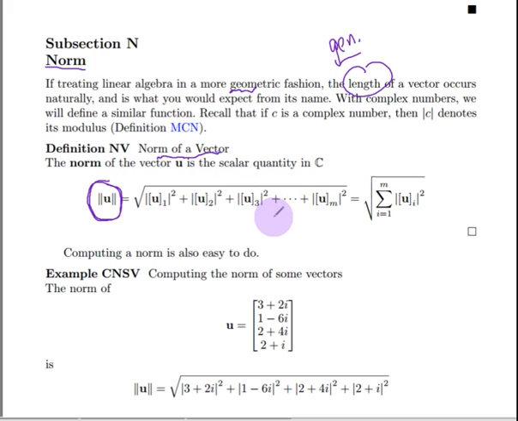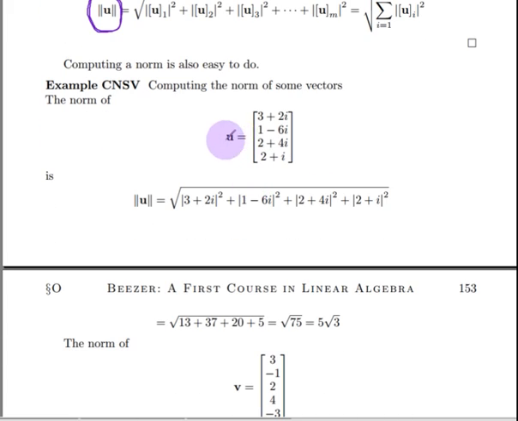Okay, here's an example. Here we have u with 4 components. So to find the norm, we take the square root of the sum, 4 terms here, of the squares of the absolute values of the components. I was not clear about that up here, but for complex numbers you have to take the absolute value before you square. So you need to compute the absolute value of the complex number.